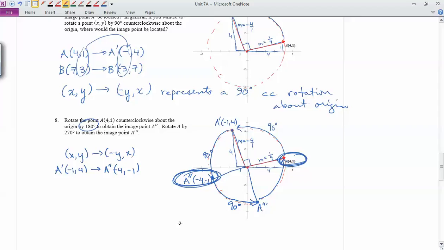A triple prime, we'll just take A double prime and rotate by 90 more. So -4, -1 turns into a triple prime by rotating by 90. So I'm going to apply this rule again. X ends up in the back, Y ends up in the front. So -1, -4. And then you've got to switch the sign. So it actually becomes +1, -4. So this is at 1, -4. And if you graph it, you can tell, yeah, that looks like it's in the right place. And it happens to be exactly opposite, 180 degrees away from A prime.